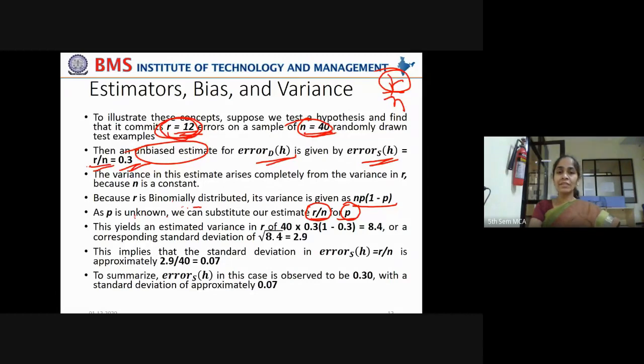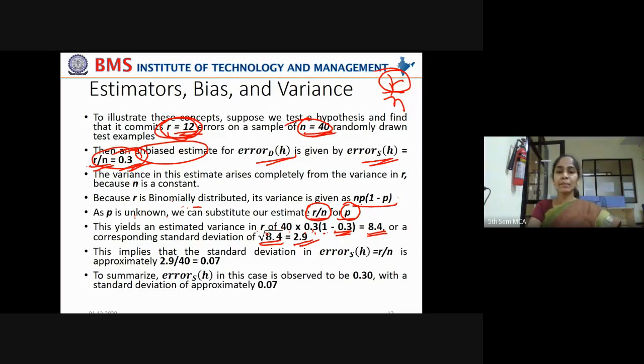Now this yields an estimated variance in R of, how can you write this now? NP into 1 minus P. So N is 40 into P, because P is nothing but R by N, which is 0.3 as given here. You can write 0.3 instead of P, into 1 minus 0.3. Okay, that will give you the variance as 8.4. Now the corresponding deviation is nothing but the square root of 8.4, which is approximately equal to 2.9.